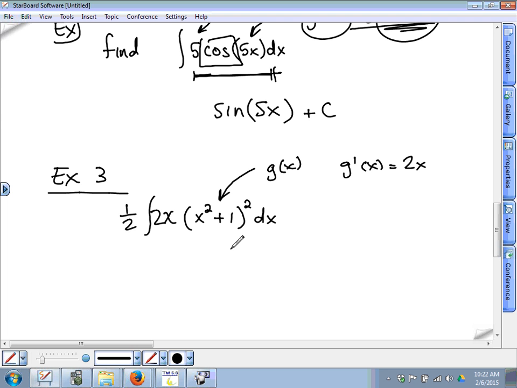So let's just double check though. This is the composition of the 2 functions, right? And that's g prime. So do we have everything we need? We have a composition here, we have g prime. Everything's good to go now, so we just have to find the antiderivative of this outside function. And again, don't worry about the inside function. Just take the antiderivative.